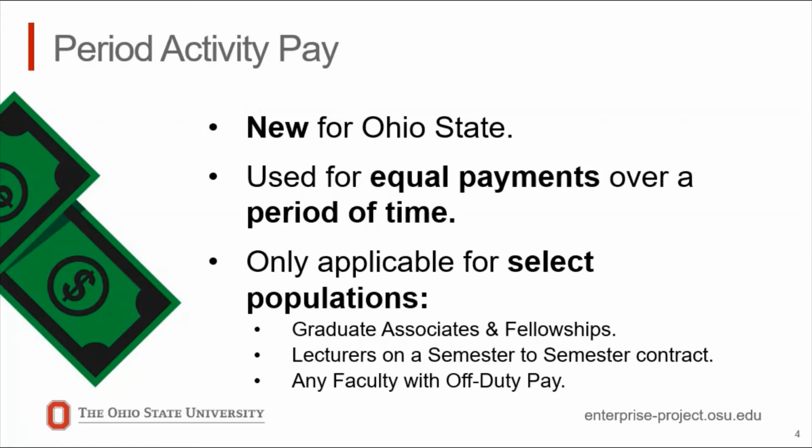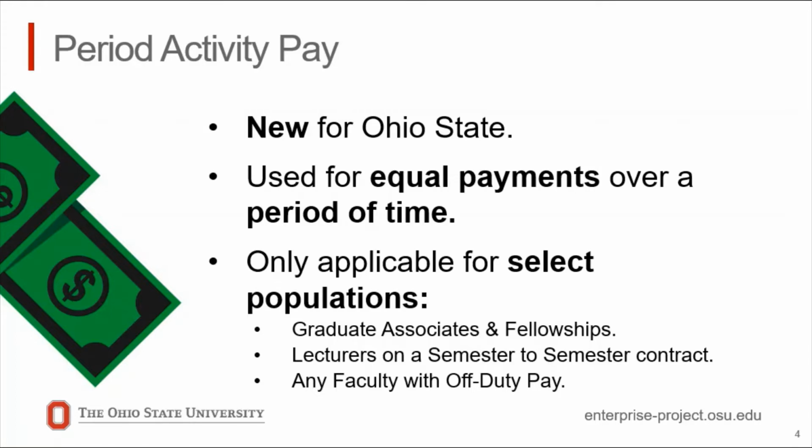Period activity pay should be reassigned each semester for each period activity pay instance for the individuals. The only exception to this is for fellowships, which can be assigned for an entire year. Period activity pay is applicable for a select group of individuals: graduate associates and fellowships, lecturers on a semester-to-semester contract, and 9-month faculty for off-duty pay. Off-duty pay is a payment for 9-month faculty who perform work during their off-duty periods.